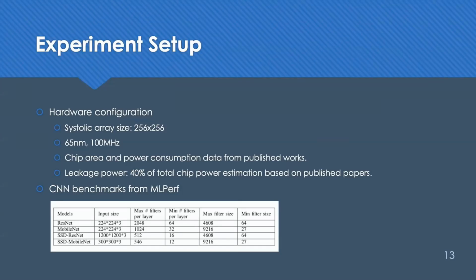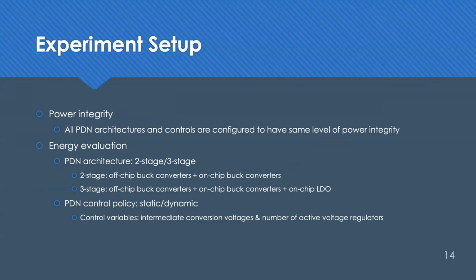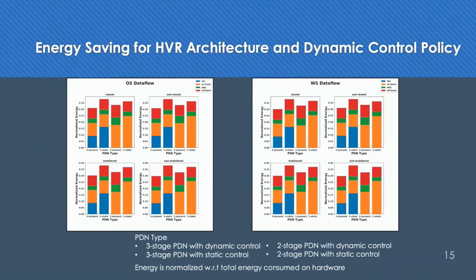workload conditions. Before energy evaluation, all PDN architectures and control policies are configured to have the same level of power integrity for fair comparison. We adopted two-stage and three-stage PDN architectures, where a two-stage PDN includes off-chip buck converters and on-chip buck converters, while a three-stage PDN includes an on-chip LDO in addition. The control policies are set to be static or dynamic, where the control variables in the system remain static or dynamic. First, we compare the energy overhead for PDNs with a single power domain.